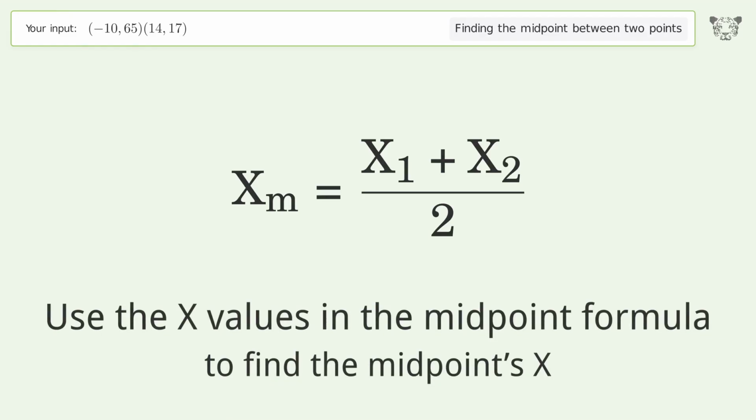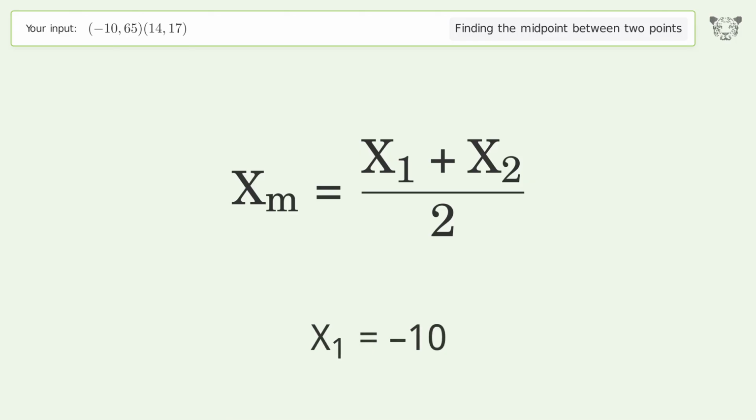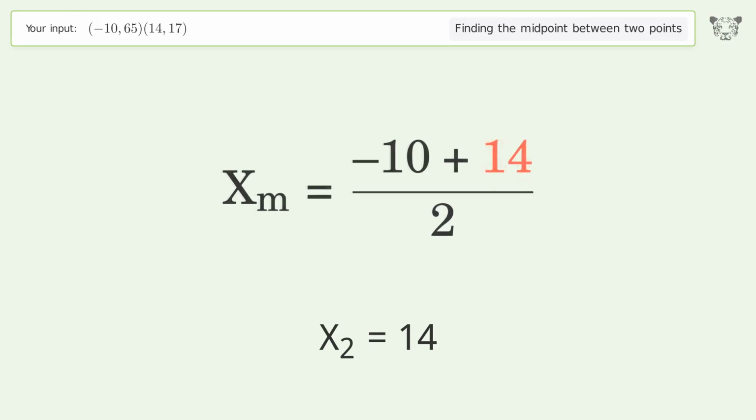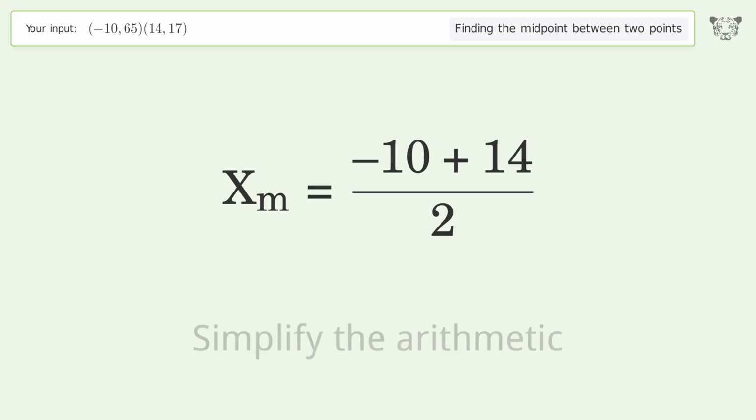Use the x values in the midpoint formula to find the midpoint's x. x1 equals -10. x2 equals 14. Simplify the arithmetic.